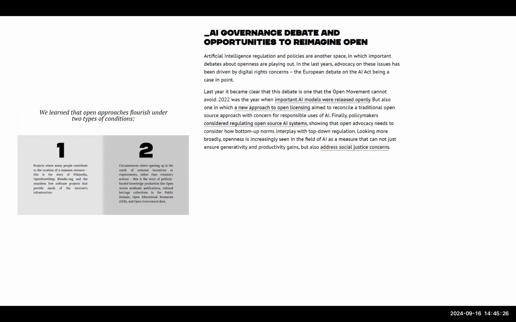2022 is the year when important AI models were released openly. So we had these initial forays into this open space, but also one in which a new approach to open licensing aimed to reconcile a traditional open source approach with a concern for responsible use. So in this case, we're thinking about making models open, trying to mimic the benefits of open source communities, open source organizations, but at the same time, we have to be mindful of some of these limitations, especially with respect to ethics, but also with respect to government limitations.